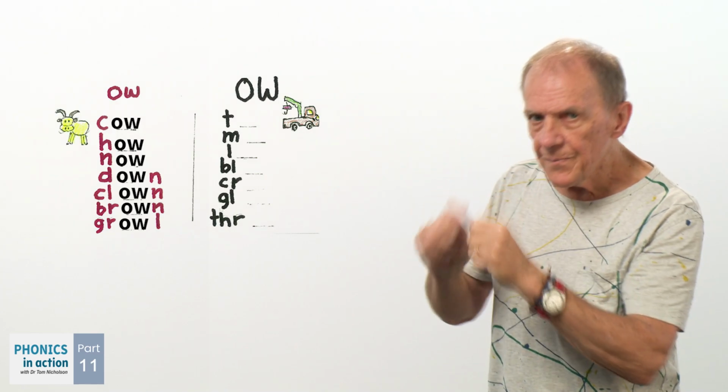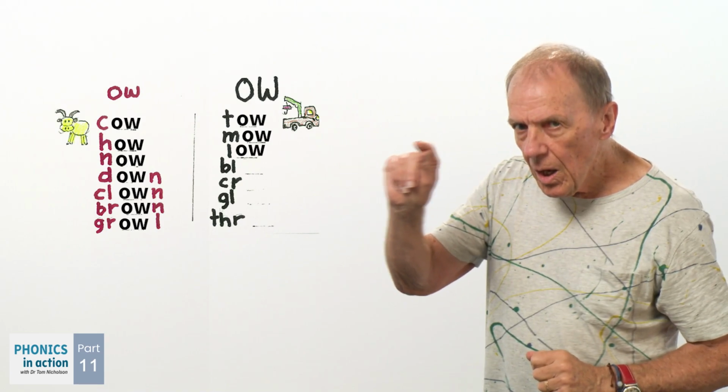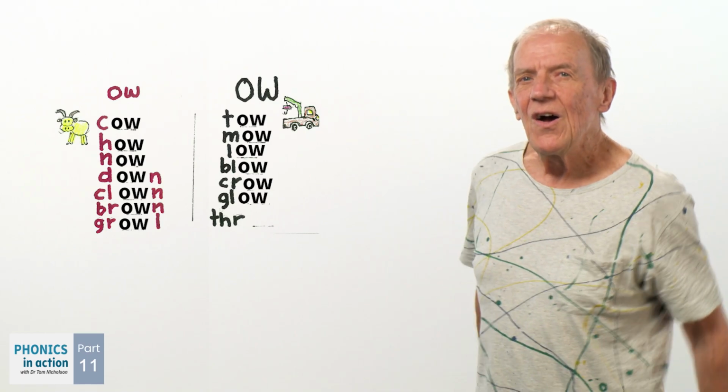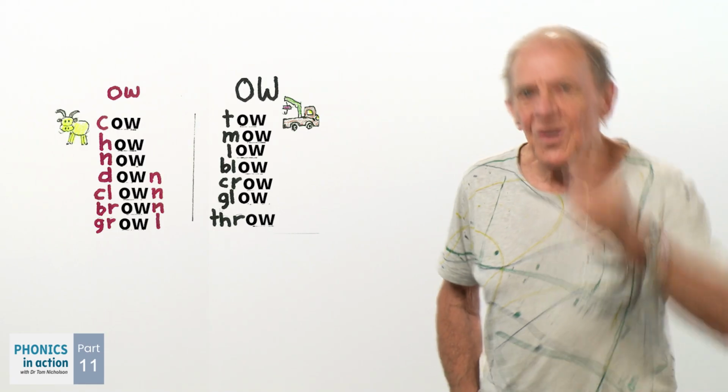Okay, I'll read the words. Tow, mow, low, blow, crow, glow, throw. Now here's a hot tip. We use both the ow and the o sounds a lot, so if the first sound doesn't sound right, try the other one. So now, can you think of a story title that would have some of those words?